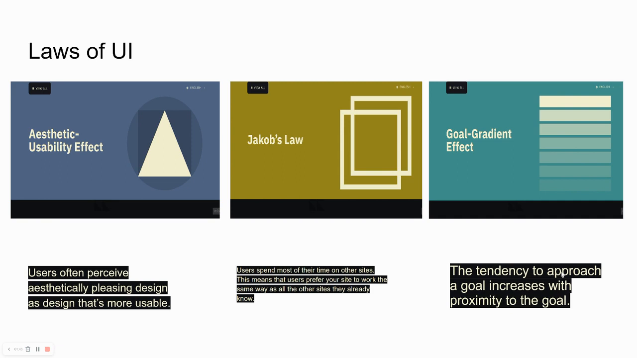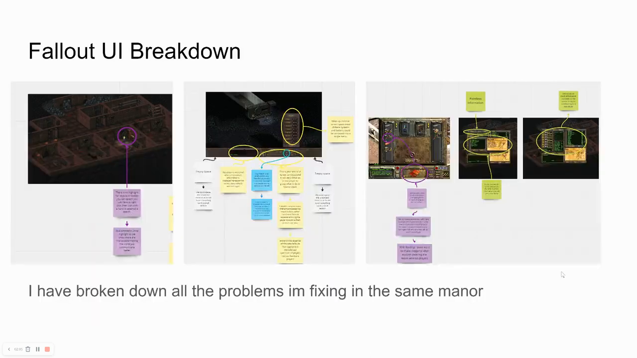And goal gradient effect is basically how there's no way to tell if you're doing anything in the game, how you can't even tell how much health the enemy has. So adding health bars and things like that will let the player know that they are working towards the end goal of beating that enemy and how close they are to that goal.